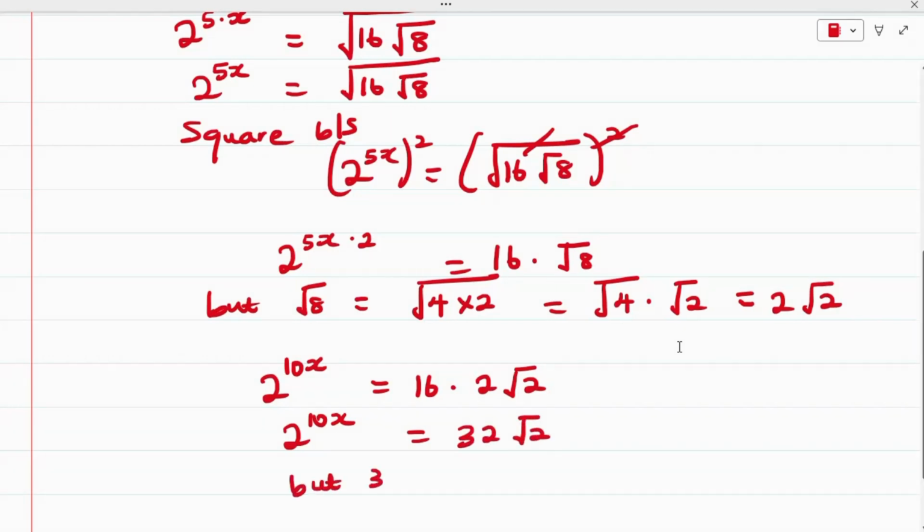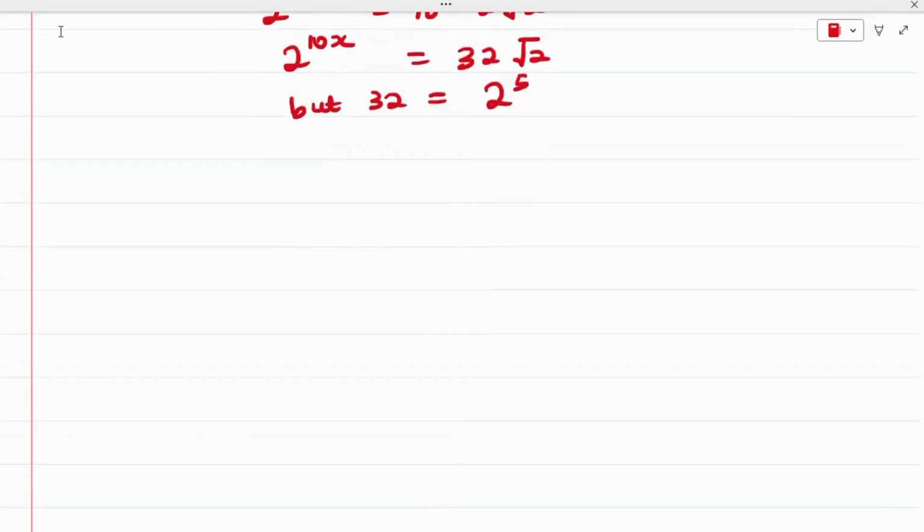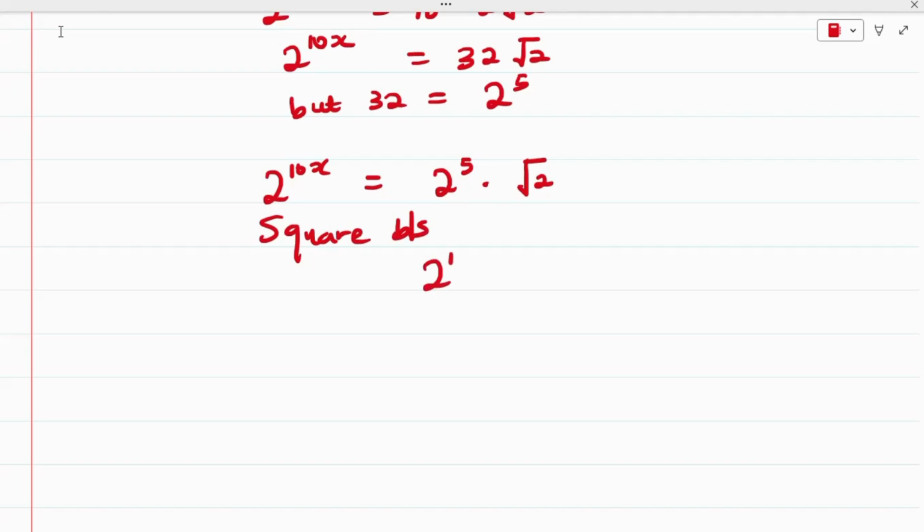But 32 can be expressed in terms of 2 as 2 raised to the power of 5. So then we have this to be 2 raised to the power of 10x is equal to 2 raised to the power of 5 multiply the root of 2. So the next thing we want to do is to simply square both sides. So we have 2 raised to the power of 10x is equal to 2 raised to the power of 5 multiply the root of 2.